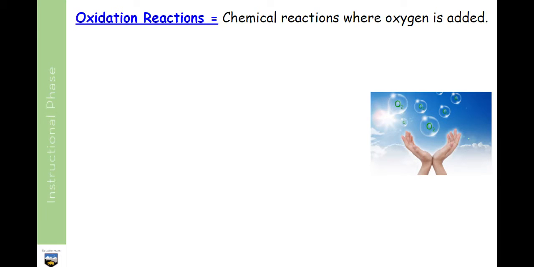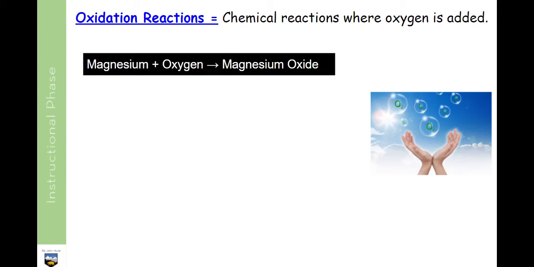Now, we looked at oxidation reactions. We know oxidation reactions happen when oxygen is added to a substance, hence the name oxidation. Let's look at some examples. If we had magnesium and we were heating it in a flame, it actually reacts with the oxygen in the air around it to make magnesium oxide. The oxygen is joined with the magnesium, and that is why it is an oxidation reaction.